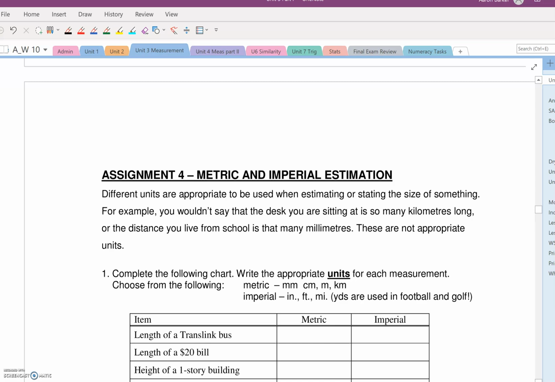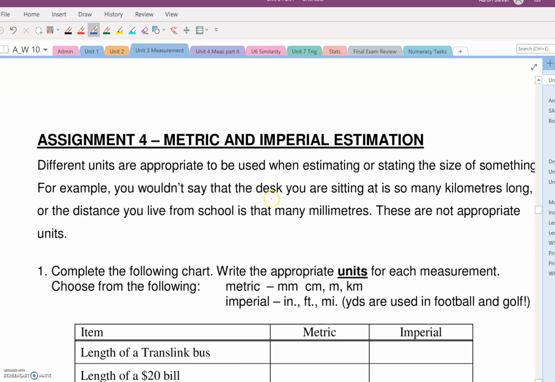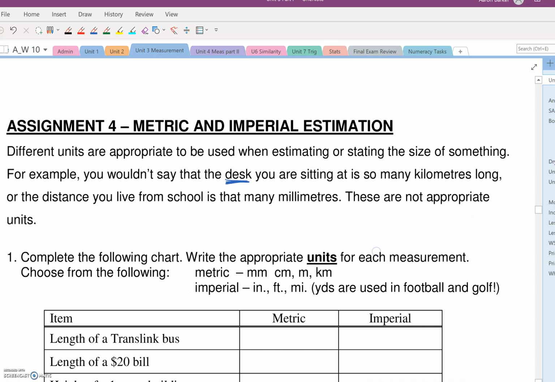Okay, class. So today we're going to look at metric and imperial estimation. And the big thing is to use appropriate size of units. So for example, if you're stating the size of something, you want to make sure you're using proper units. So if you're looking at your desk, you're going to describe your desk in kilometers.